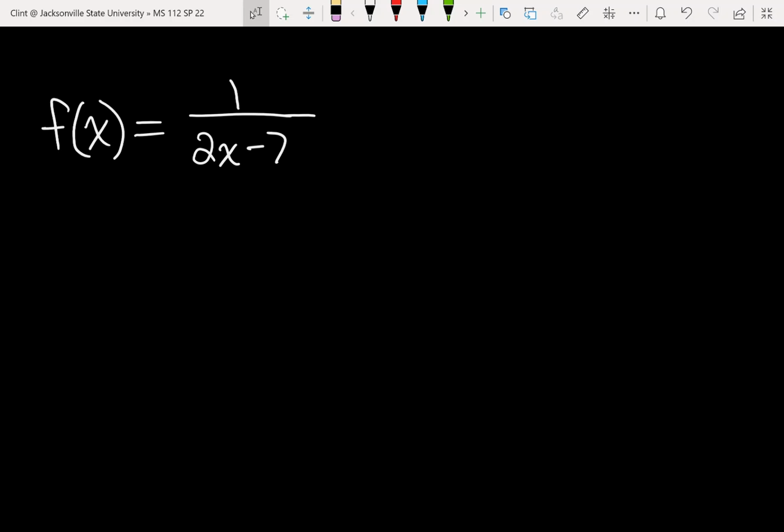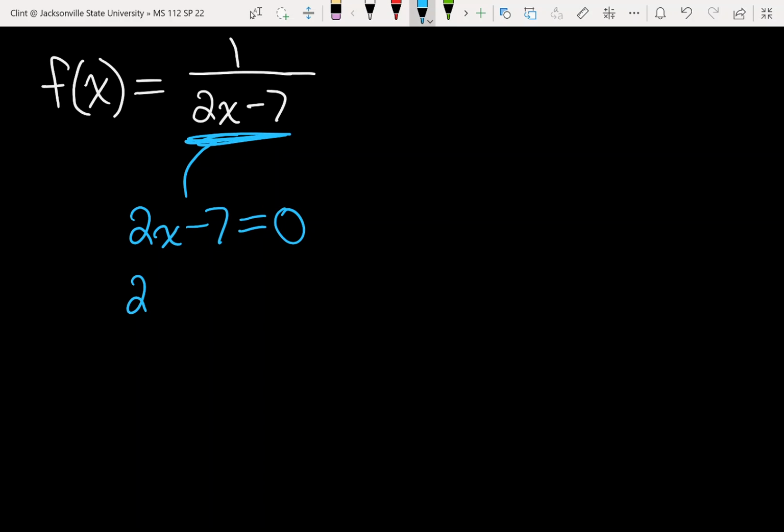Okay. So on this one, same big idea. We don't want the denominator to be 0 because that'll make our function undefined. But it's not super easy to just look at it and tell what would make the denominator 0. So what we can do in that case is take the denominator, just like we did with the other one, and set it equal to 0. And when we solve that, that will tell us what x value makes the bottom zero.